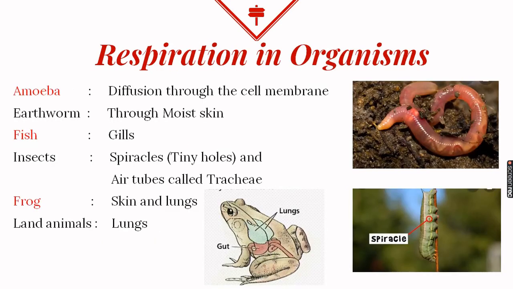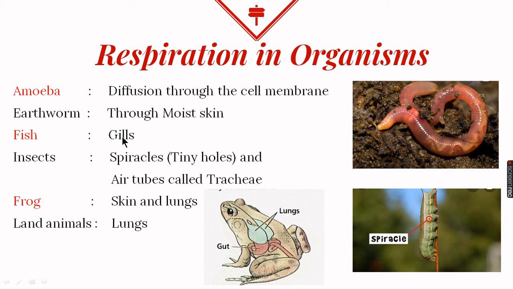We will now briefly check different modes of respiration in different organisms. Amoeba, which is a unicellular organism and it lives inside water. So from water, oxygen simply diffuses inside through the cell membrane and carbon dioxide diffuses out through the cell membrane only. Now earthworm, you must have seen, it has a moist skin and oxygen remain dissolved in this moist skin and from here it diffuses inside the body and carbon dioxide also comes out from here only.